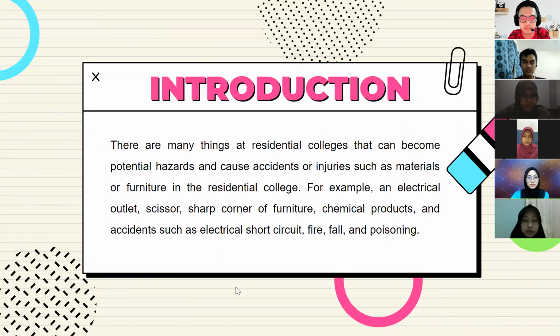Okay, there are many things at residential colleges that can become potential hazards and cause accidents or injuries, such as material or furniture in the residential college. For example, an electrical outlet, scissors, sharp corners of furniture, chemical products, and accidents such as electrical short circuit, fire, fall, and poisoning. And now I'll pass to the next presenter.